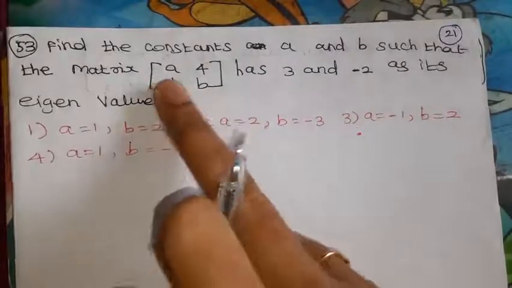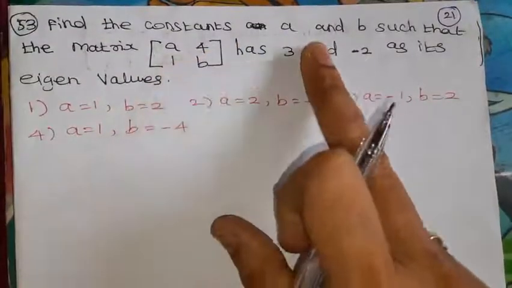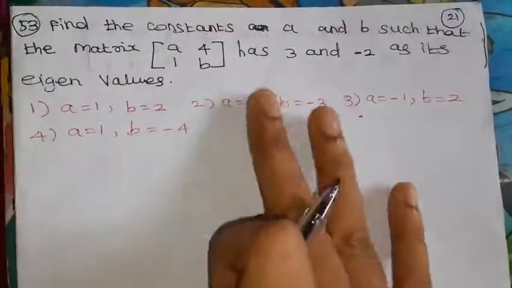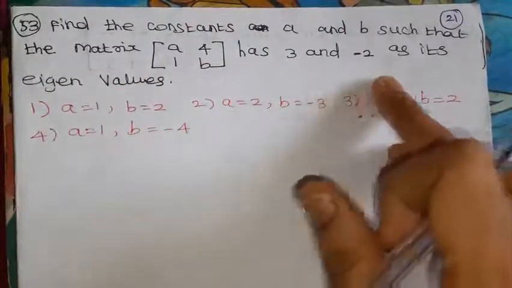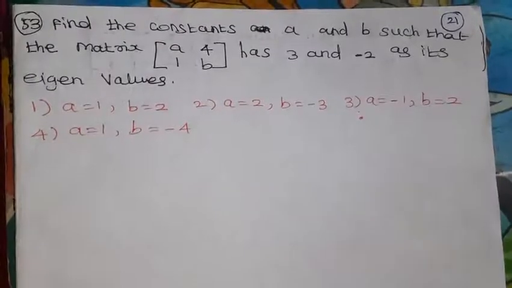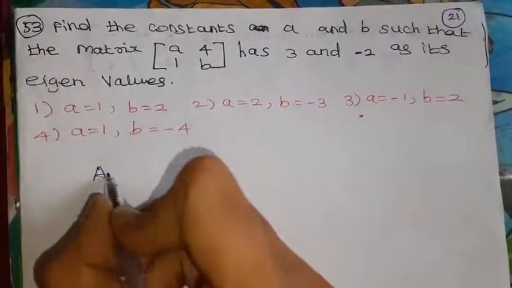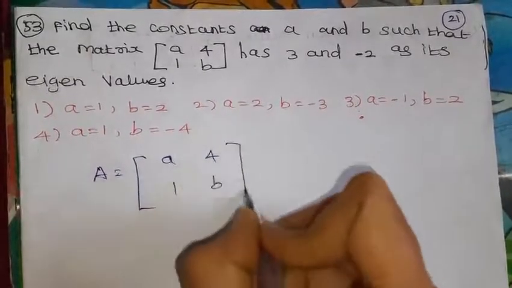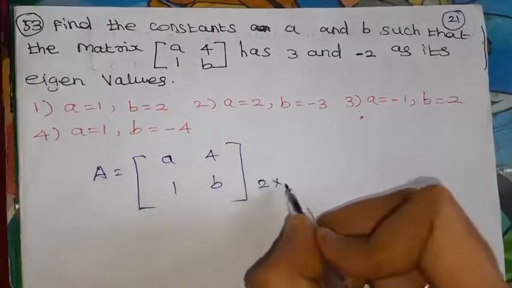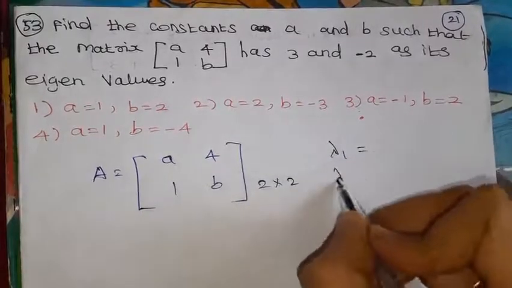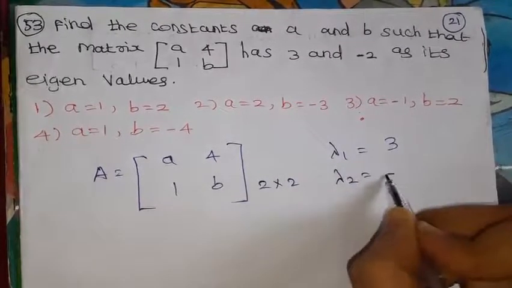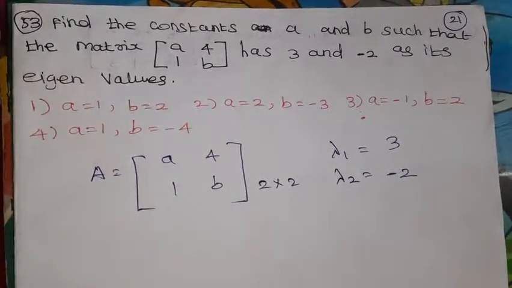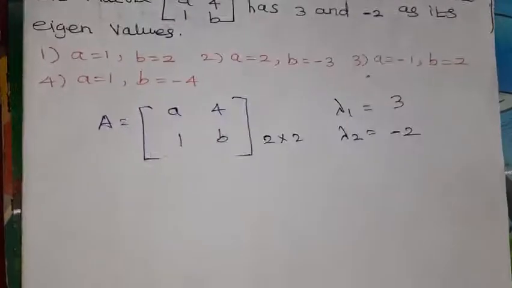Next, move on to question number 53. Find the constants A and B such that the given matrix has 3 and minus 2 as its eigenvalues. Let's say this matrix is A. This is a 2 cross 2 matrix, so it will have 2 eigenvalues, 3 and minus 2. We need to find A and B, so from the properties of the matrix we'll find out which one suits.